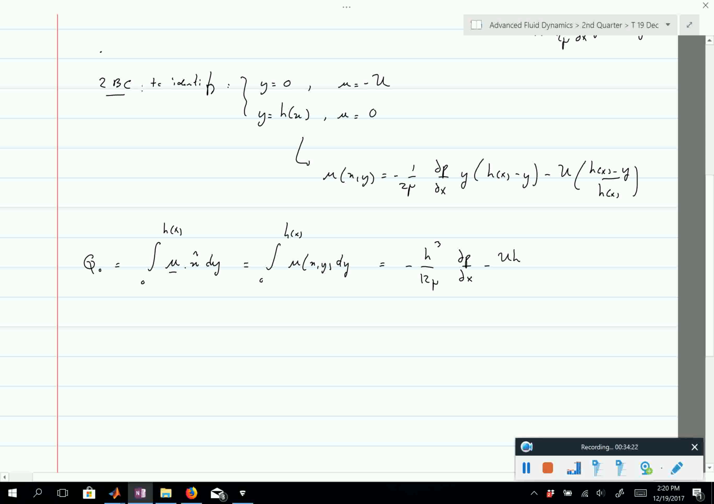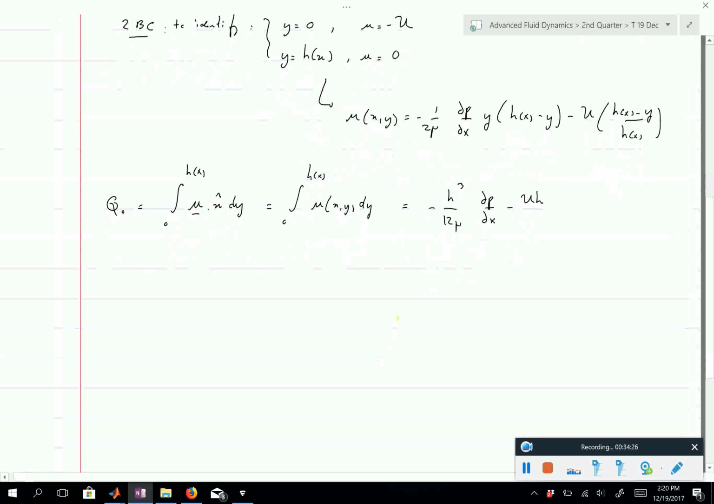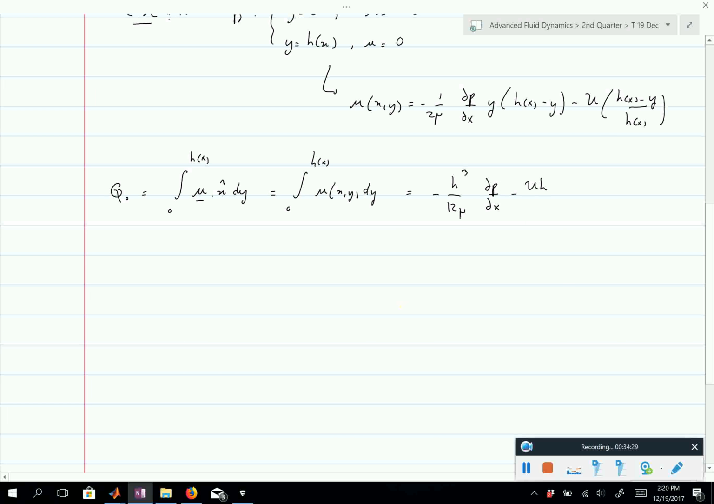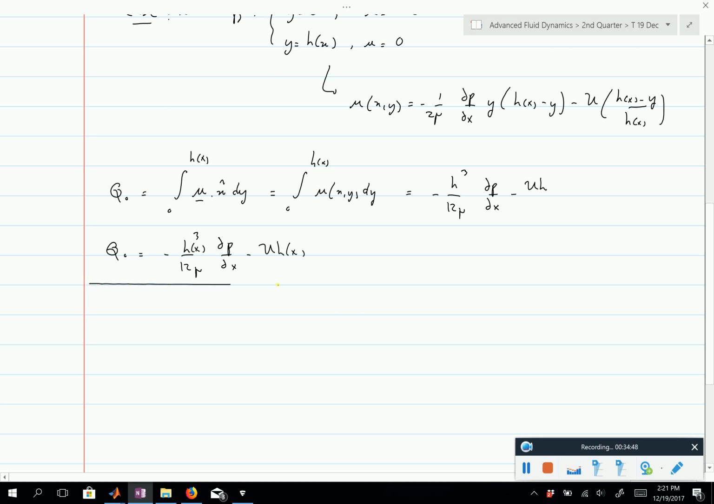Okay, so we know that this here is a constant, and so we can express a lot of things. So let me just write that here. Q naught, which is a constant, is equal to minus h cubed divided by 12 mu, partial p partial x, minus U times h. H here is always a function of x. This is the height of our film.